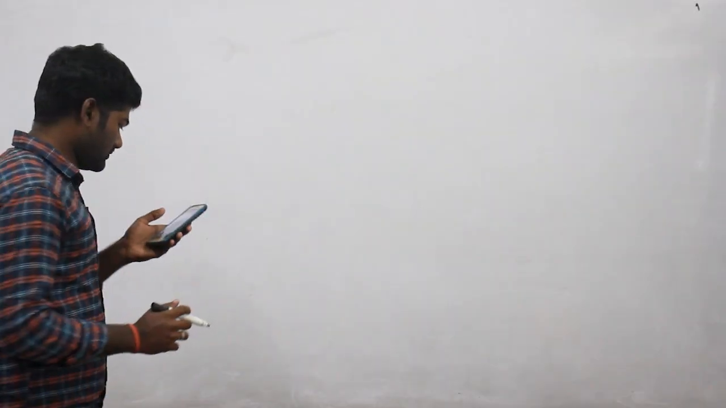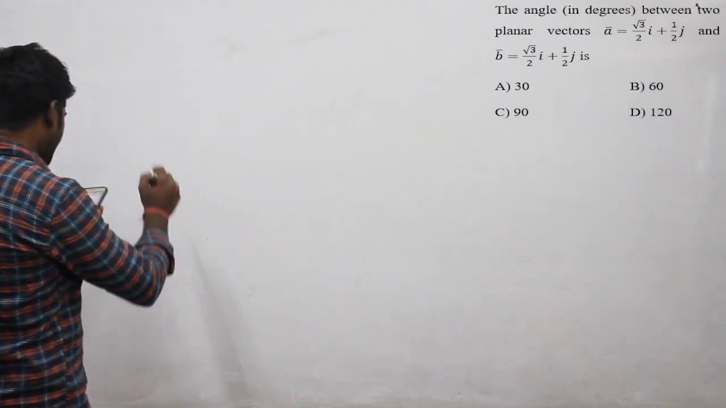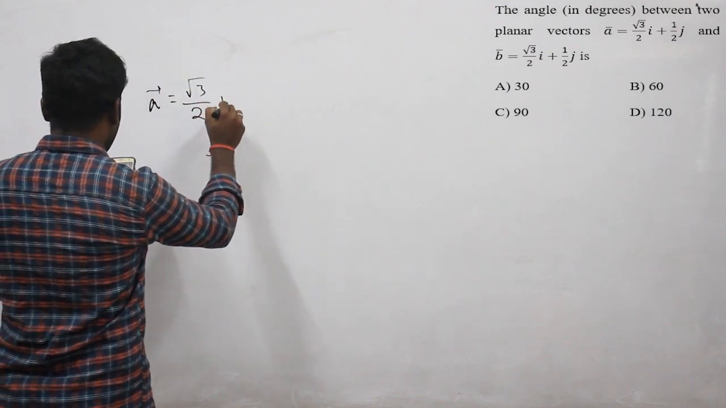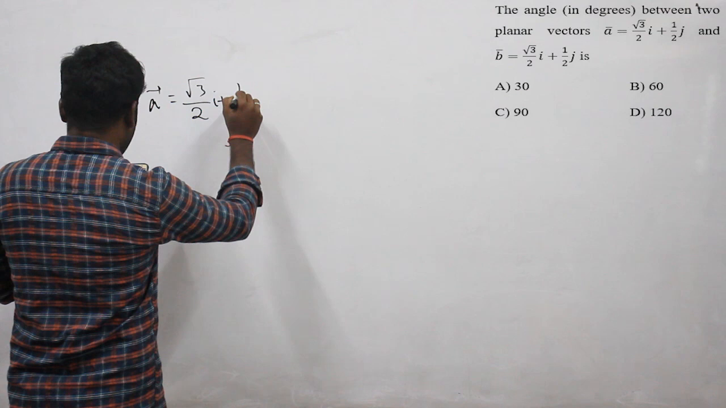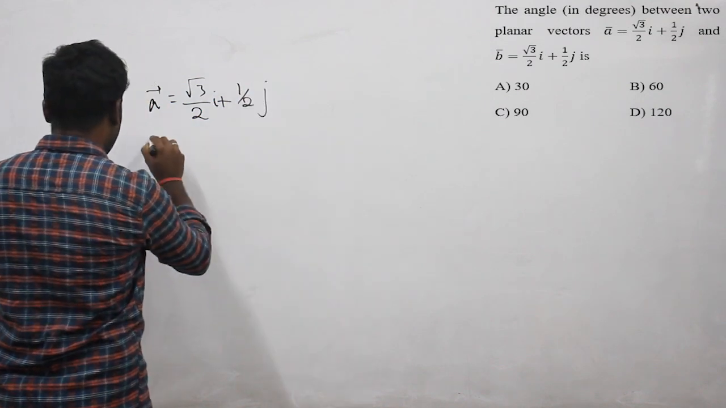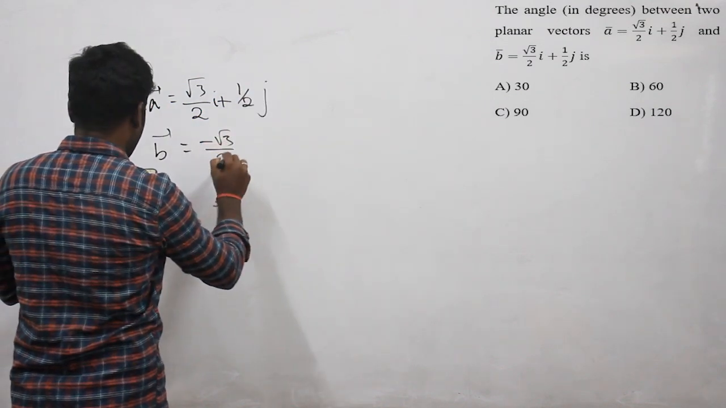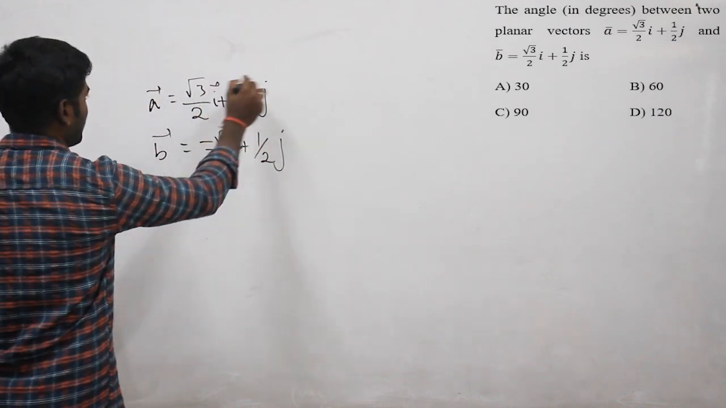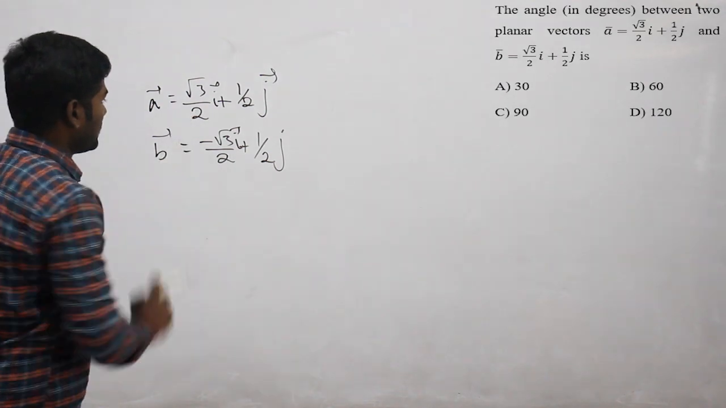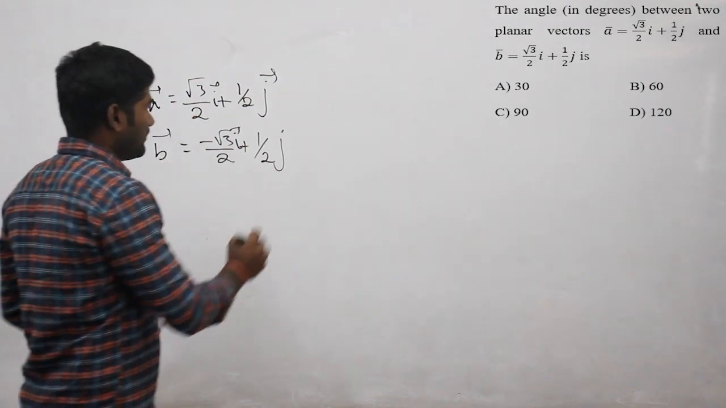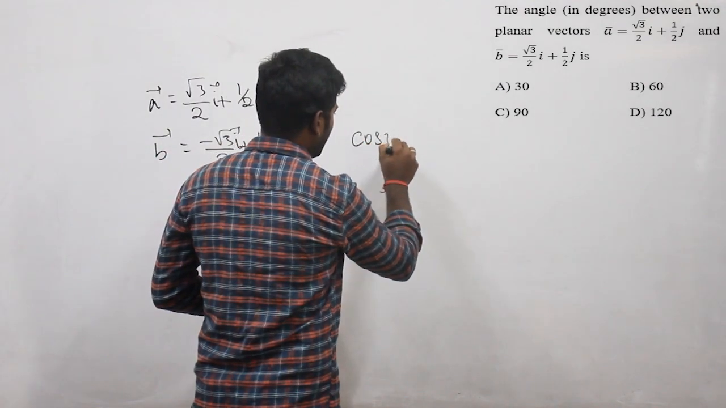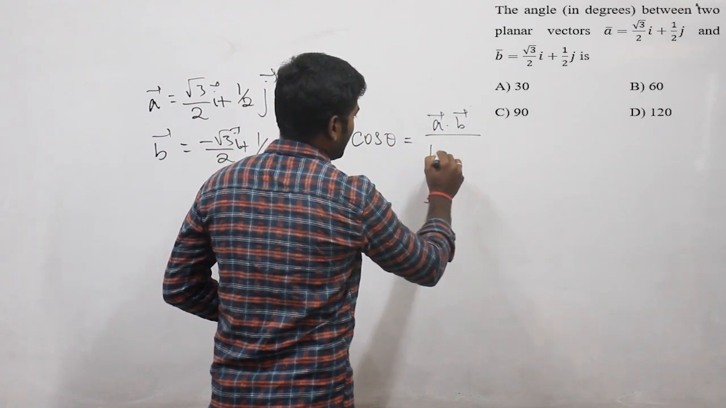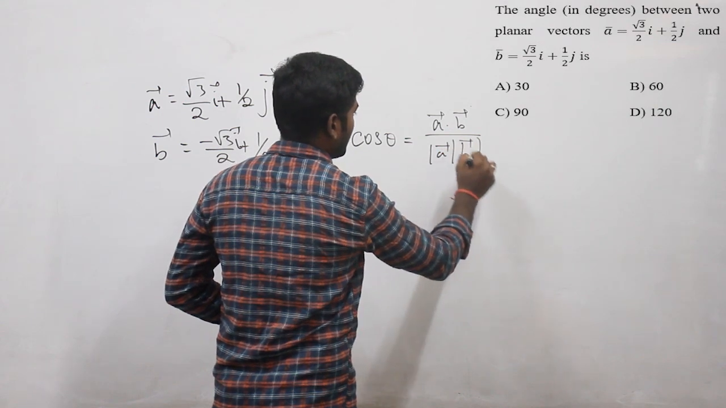Solution for first question. The angle between two planar vectors: A vector equal to root 3 by 2 i vector plus 1 by 2 j vector, B vector equal to minus root 3 by 2 plus 1 by 2 j vector, right? So this is the vector they have given. They are asking the angle between these two vectors. The formula is cos theta equal to A vector dot B vector divided by modulus of A vector into modulus of B vector, right?